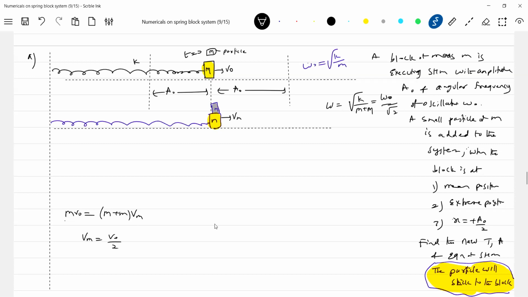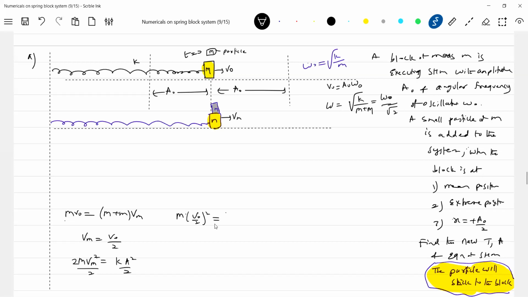Okay, let's calculate the new amplitude of oscillation. So kinetic energy, 2m by 2 Vm square, should be equal to K A square by 2. Do I agree with this? What was V naught earlier? V naught must be equal to A naught omega naught. This was the condition. Okay, after solving this, Vm is how much?